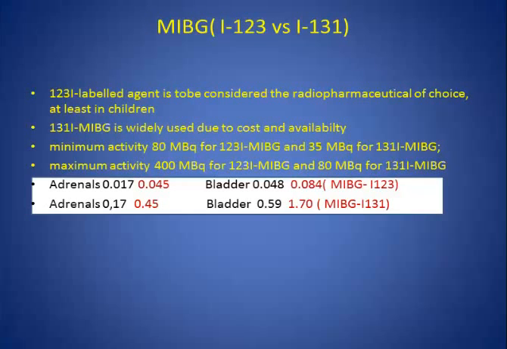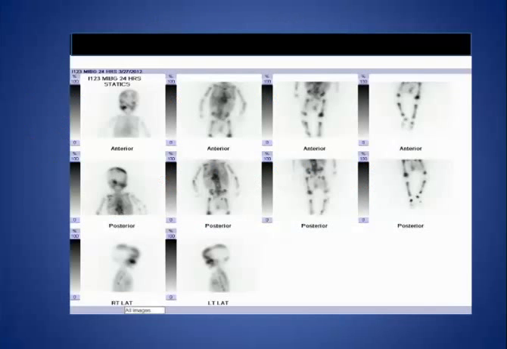Although with this low activity, the dose given by iodine-131 is still much higher. If you look at the bladder, it is 1.7 with iodine-131, while it's 0.084 with iodine-123. So you see, MIBG is the choice for neuroblastoma, especially because the avidity of MIBG for the neuroblastoma cells is very effective. It can even show early response.